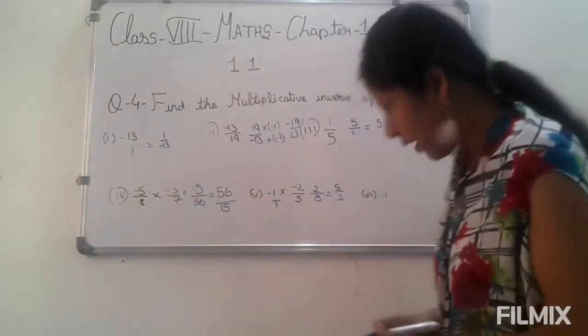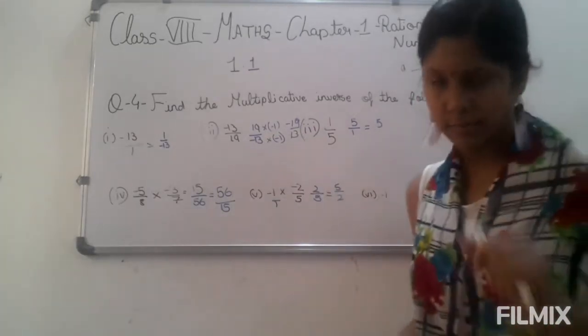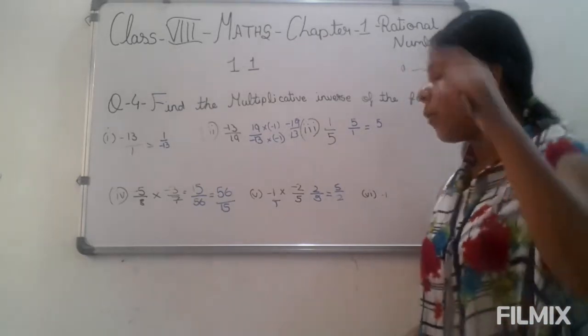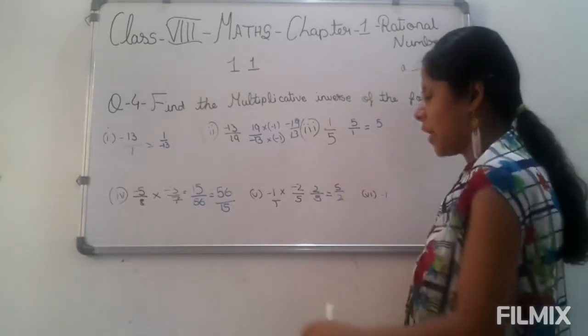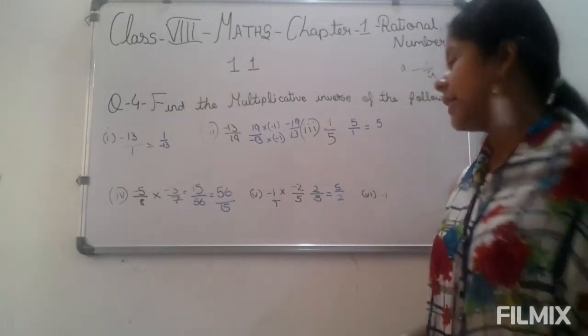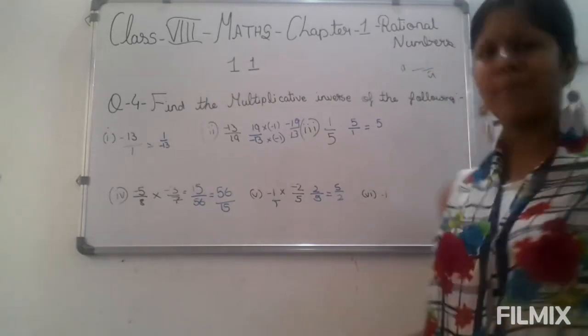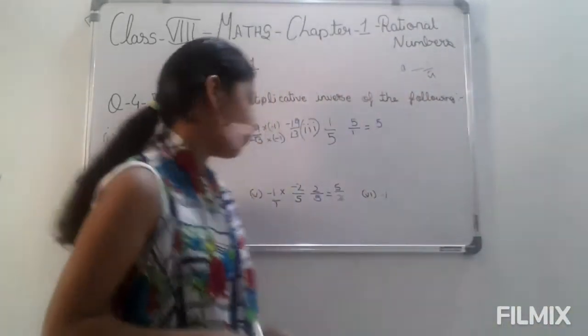How have I done it? Because this is minus 1, remember, because this is a whole integer, below we have to put a 1 to make it a rational number. So minus 1 upon 1 multiplied by minus 2 upon 5. We multiply them both and we will get 2 upon 5, minus times minus is plus. Then we have to reciprocal it, so we will get 5 upon 2.